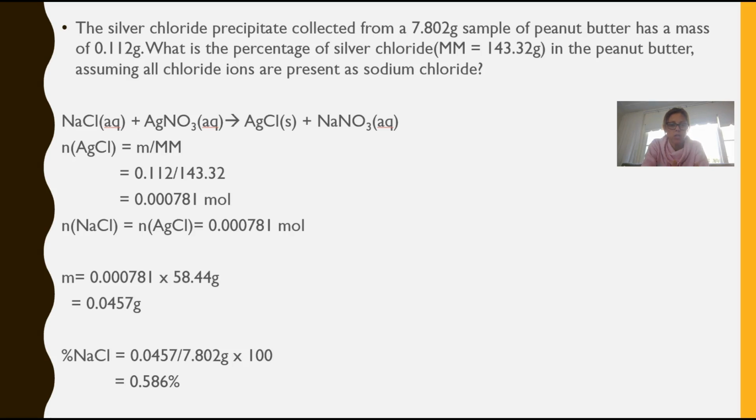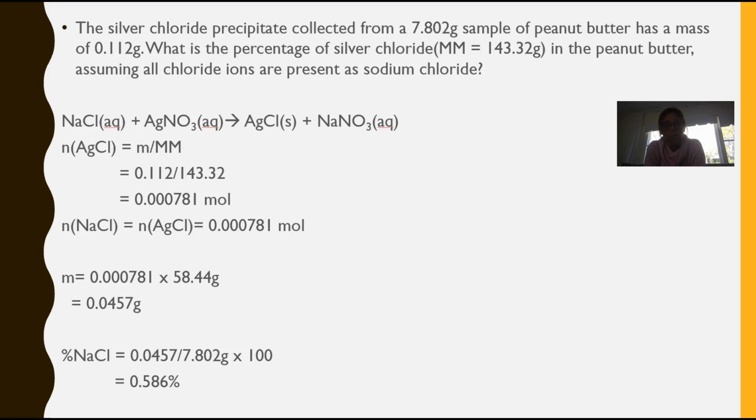Now looking at the equation at the top, we can see that there is a 1 mole to 1 mole ratio between the sodium chloride and the silver chloride. So that will also tell you that there is 0.000781 moles of sodium chloride. So now how much mass of sodium chloride is actually in our sample of peanut butter? Well, to work out the mass, we've got the number of moles, 0.000781, times the molecular mass of sodium chloride, and we get 58.44.